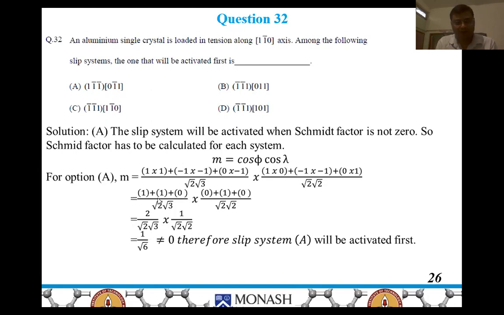So the Schmid factor for option A comes out to be 1 by root 6, not equal to 0. Therefore, slip system A will be activated first. For other options, the Schmid factor will be 0, so they will not be counted.